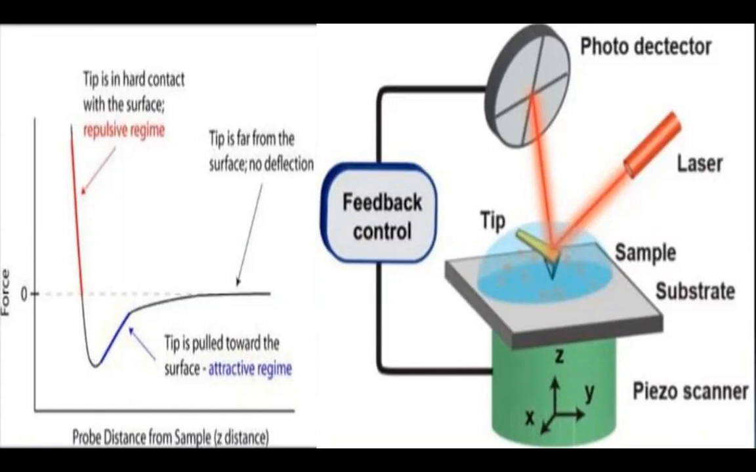There is a repulsive region. When the tip is pulled towards the surface, it is an attractive region, and when the tip is in hard contact with the surface, it is a repulsive region. The straight line in the graph shows that the tip is far from the surface, so no deflection occurs.